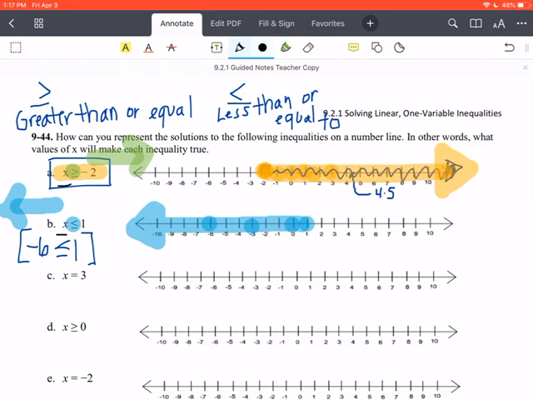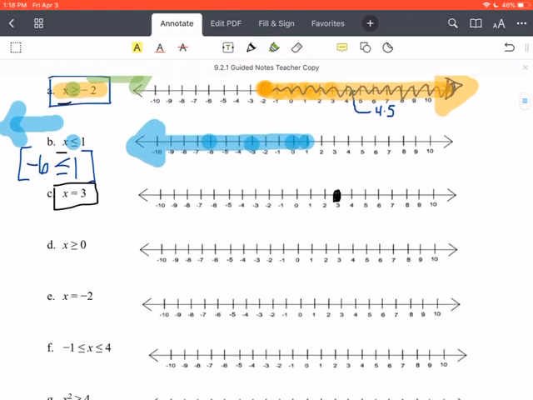Okay, now on part C says, what values of x would make this statement true? x equals 3. Well, what's the only number that equals 3? 3. Okay, so the solution on this problem would just be a point at 3. Are we going to shade in anything? No, because when there's no inequality sign, you're not going to shade.